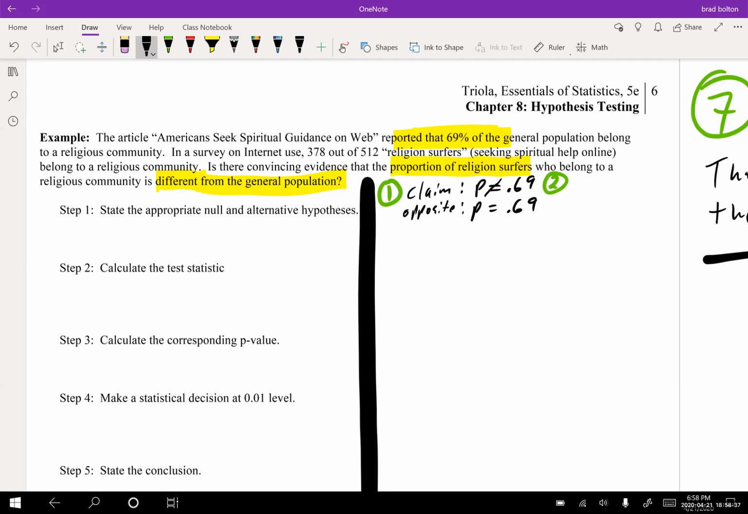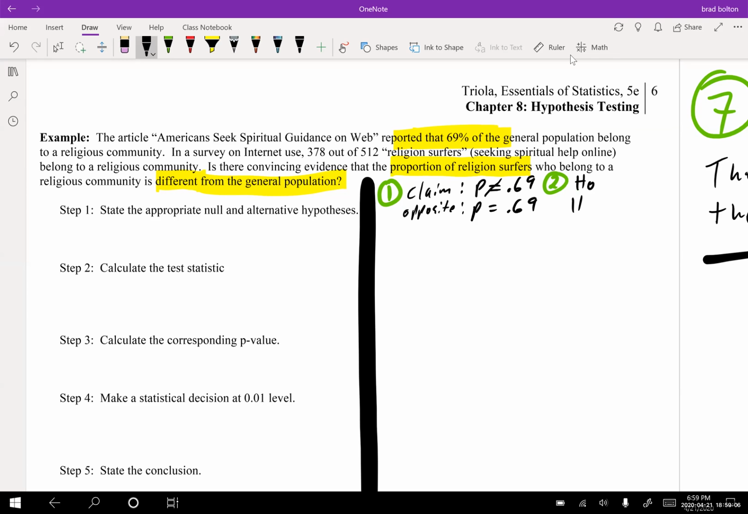based on our sample. So what we're going to do is we're going to write out our claim. So P cannot be 0.69 or is not equal to 0.69. And then the opposite of that would be P equals 0.69. So this is equals and not equals, because it doesn't tell us if it's greater than 0.69 or less than 0.69. It just says that it's different than the 69% that is presented.